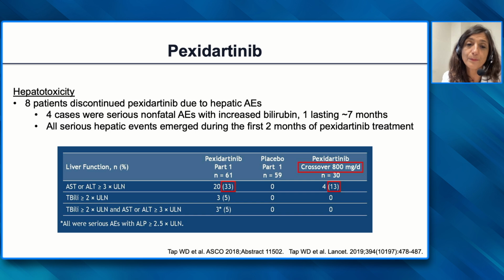The problem of pexidartinib was hepatotoxicity. Due to this problem, the drug was denied approval in Europe, because the therapeutic window in a benign tumor should be very carefully considered.